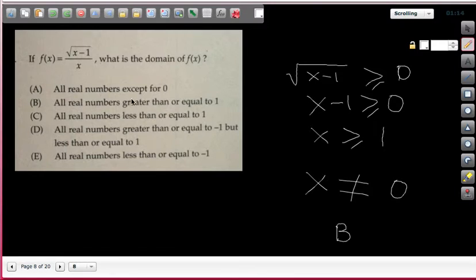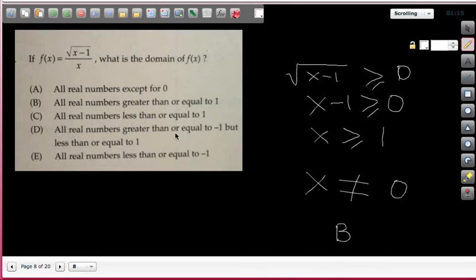So let's go ahead and look at the choices and pick the best one. All real numbers except 0? Well, not really. We can't have anything less than 1. All real numbers greater than or equal to 1? I think so. All real numbers less than or equal to 1? We cannot have negative numbers.